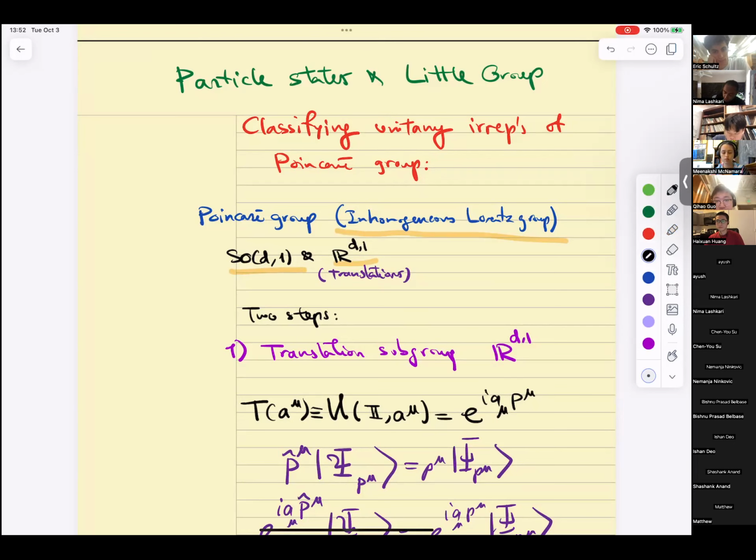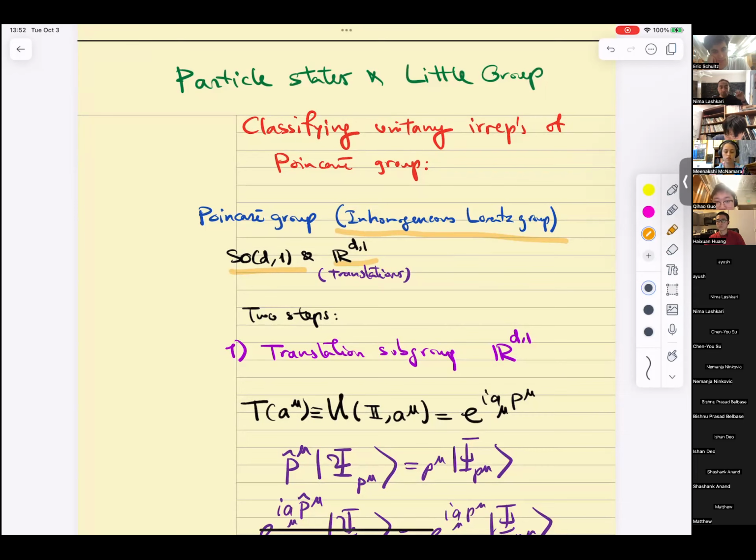You sometimes see notation like ISO(D,1) or something like that. I don't like that notation. I will avoid it. But if you see that in a textbook, that's what it is. Inhomogeneous Lorentz group. The principle that we just saw applies here.